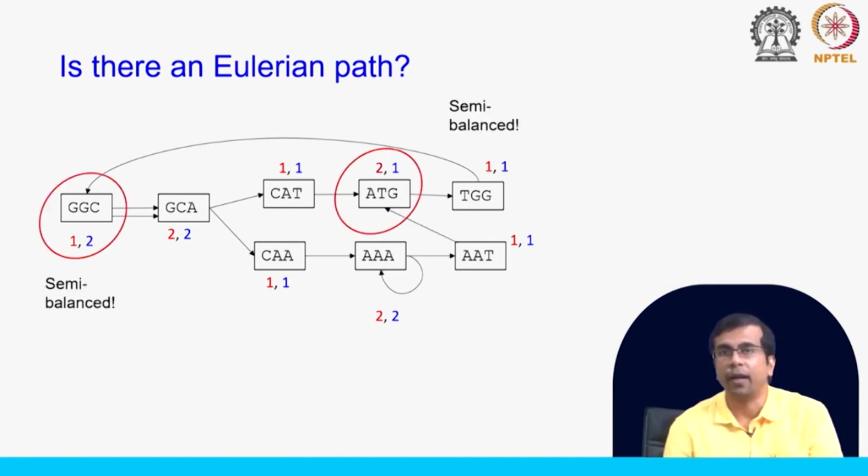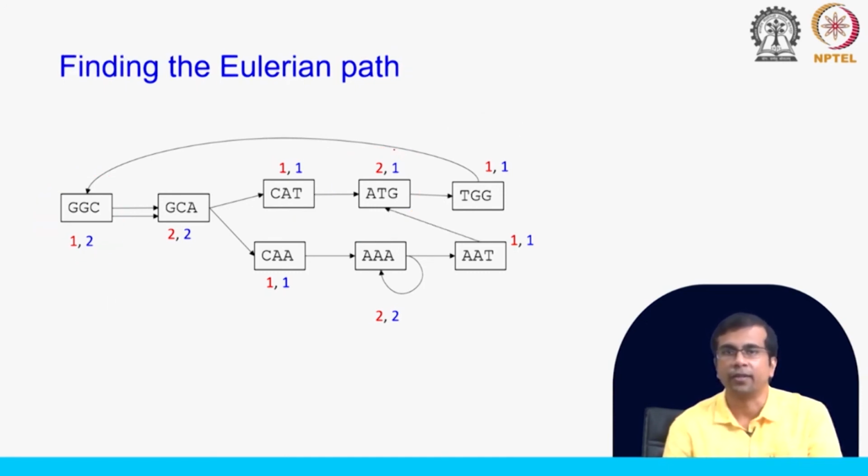So, if you have these semi balanced nodes and they are at most 2 in the graph, this means that there is an Eulerian path in this graph. If you remember the condition, there could be at most 2 semi balanced nodes and the rest of the nodes should be balanced. So, this condition is satisfied for this graph, which means there is an Eulerian path. Now that we know there is an Eulerian path, we can search for it and traverse through that path, and that will give us the reference genome sequence. So, let us find the Eulerian path in that graph.